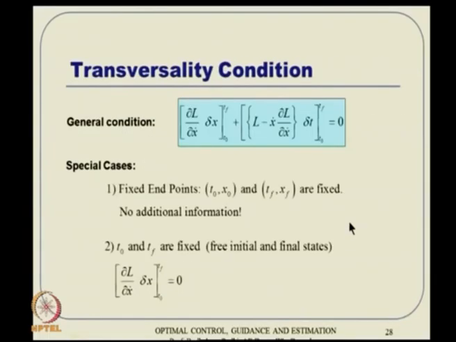Then we also observe on the way that there is a generic transversality condition, which turns out to be something like this. And then using this transversality condition in various cases, your boundary conditions can be derived. Suppose it has fixed endpoints, that means t naught, x naught and tf, xf both are fixed, then it does not give any additional information.